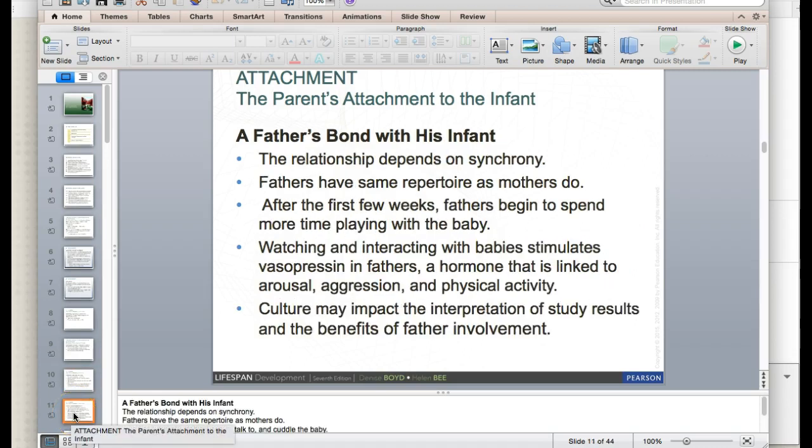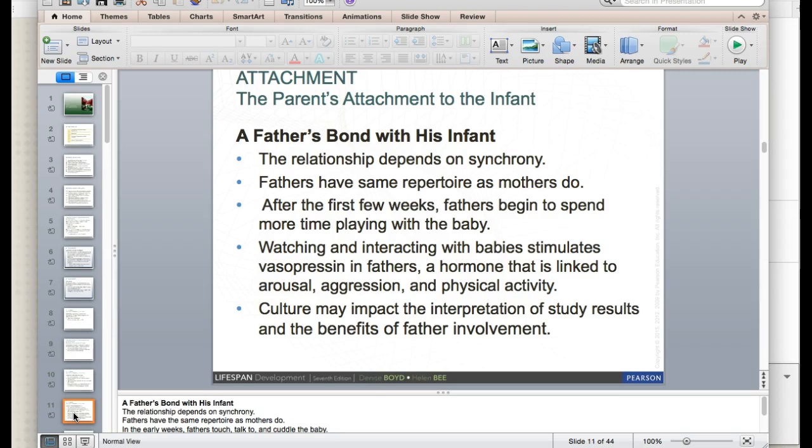So a father's bond with his infant is different than the mother. Fathers have the same repertoire as mothers do. However, after the first few weeks, fathers begin to spend more time with the baby. So within the first 2 weeks, of course, the baby is more with the mom, but then the fathers slowly become more active with the baby. Watching and interacting with the baby stimulates vasopressin in fathers, a hormone that is linked to arousal, aggression, and physical activity. That's interesting. Culture may impact the interpretation of study results and the benefits of the father's involvement.